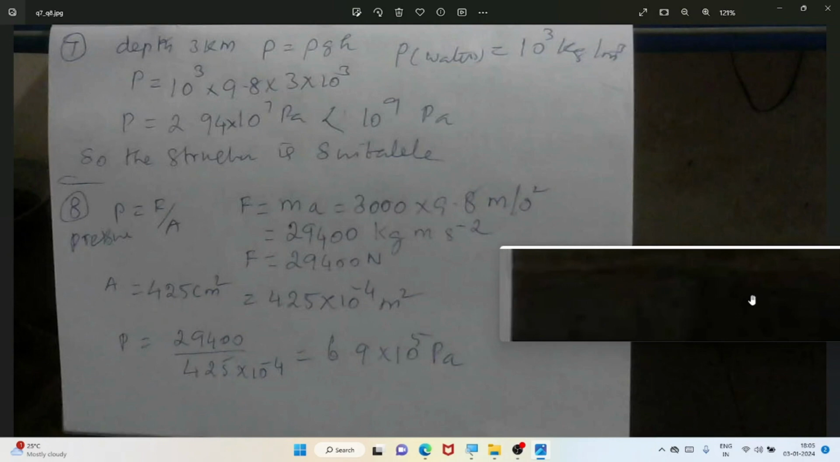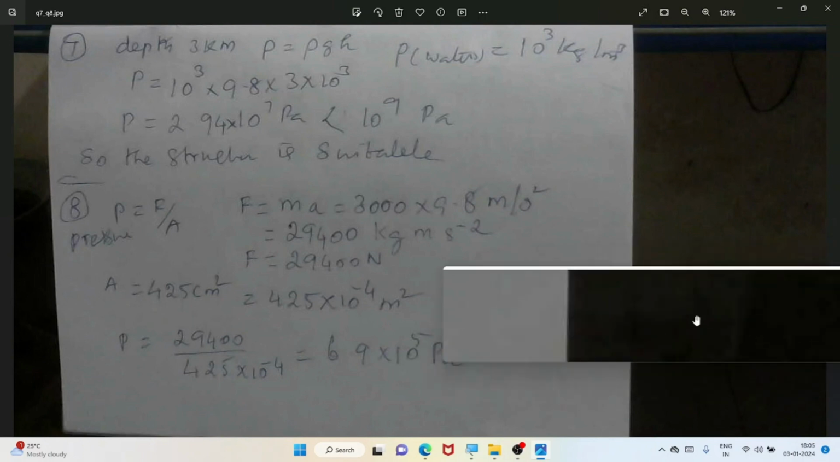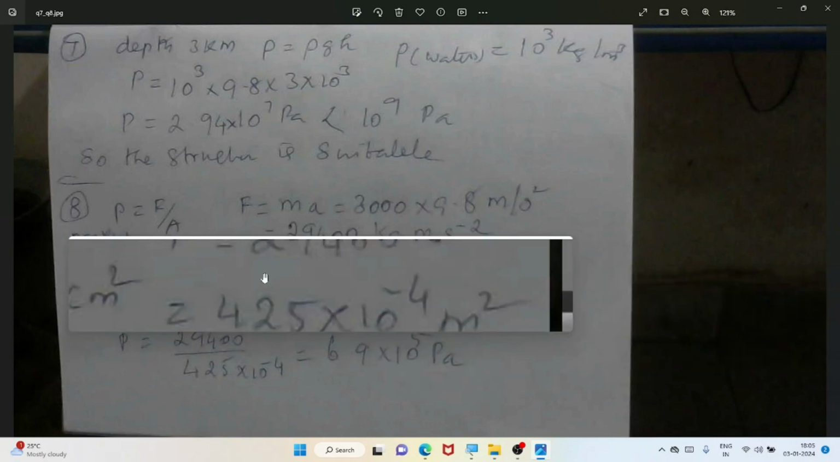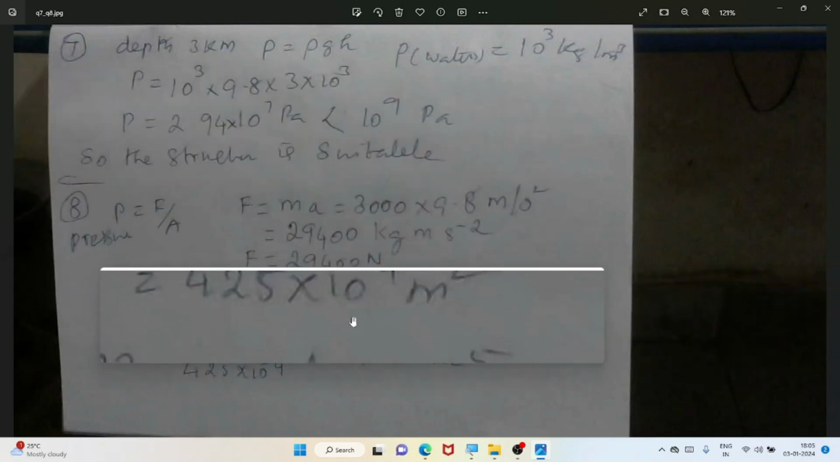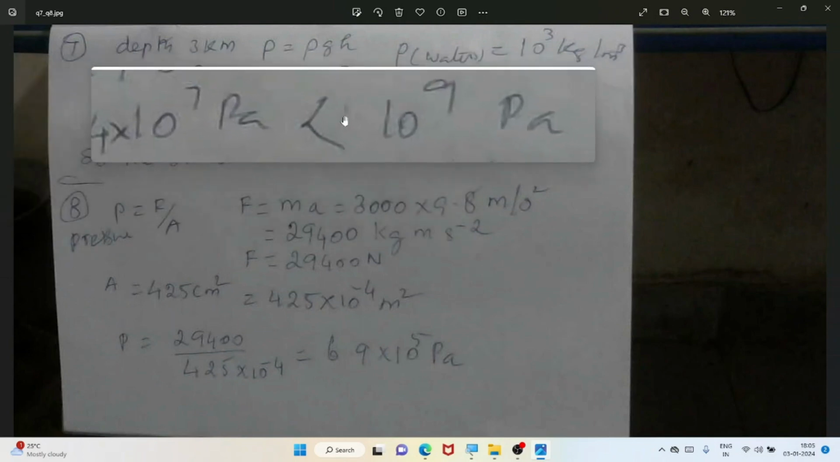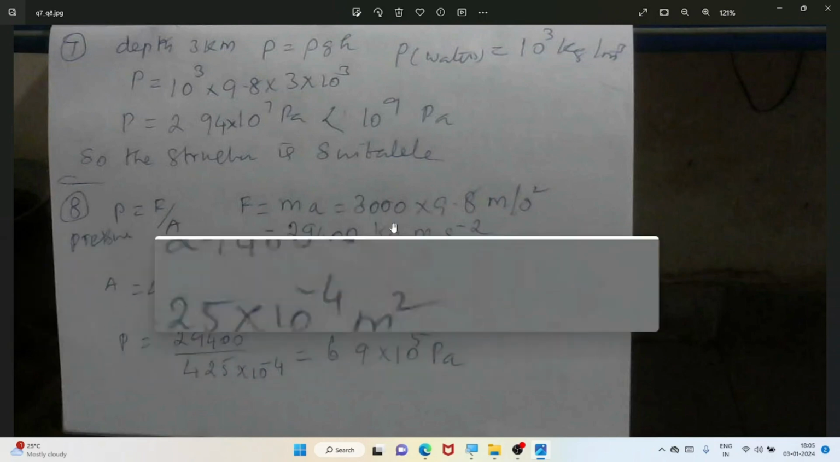Okay, the depth of the ocean is 3 kilometer. P equals rho g h. P equals the density of water, 10 power 3, into g into h. The depth is given, and this is the pressure. This pressure is less than 10 power 9, that is, the structure is able to withstand it. So this structure is suitable.